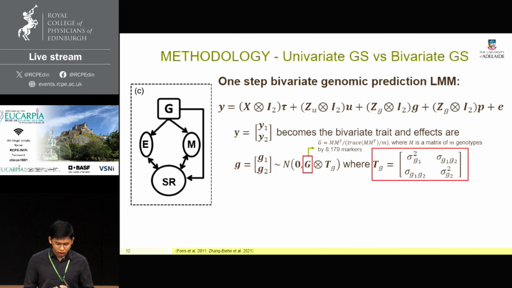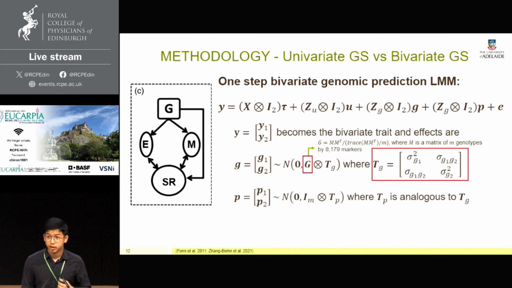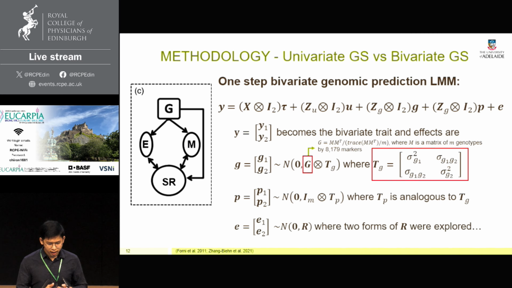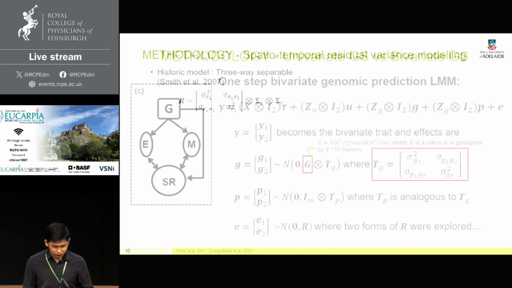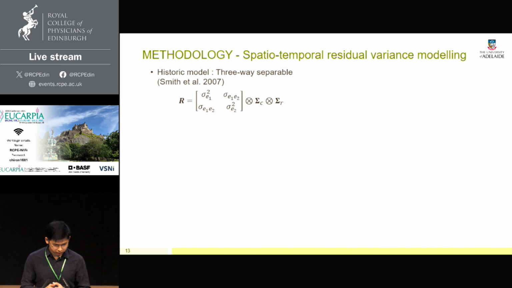And I've also used an unstructured variance covariance matrix to model the correlation between these two plant counts for the additive as well as the residual genetics. And here, for the residual errors, we have explored two different forms to model the residual variance covariance, which I'll go into more details in this next slide.